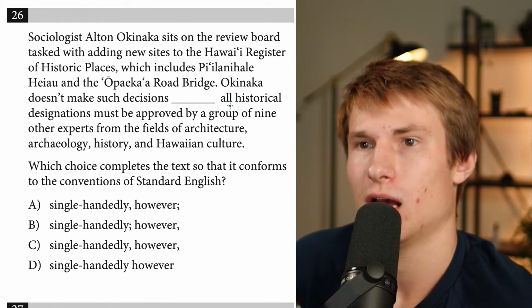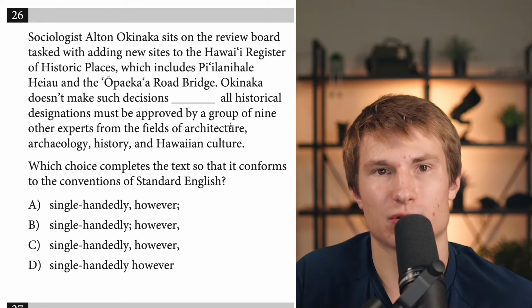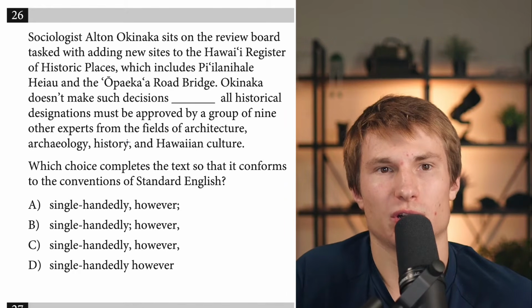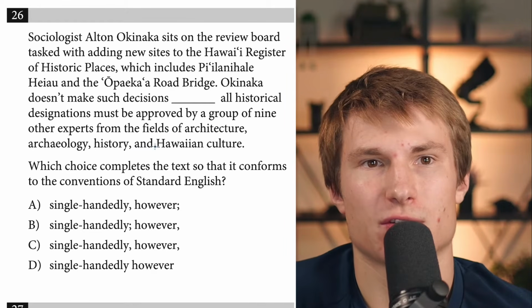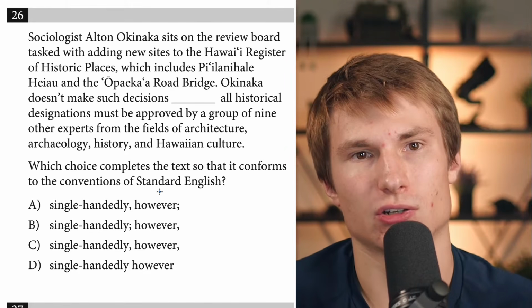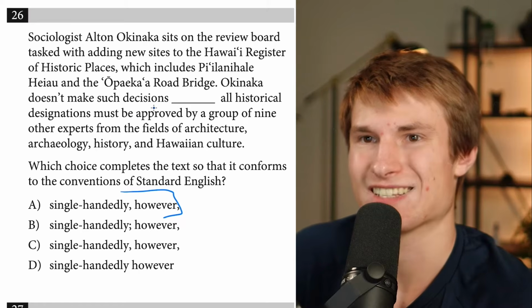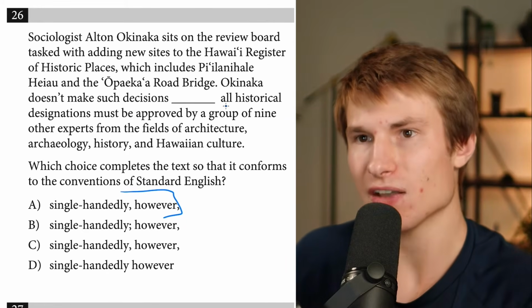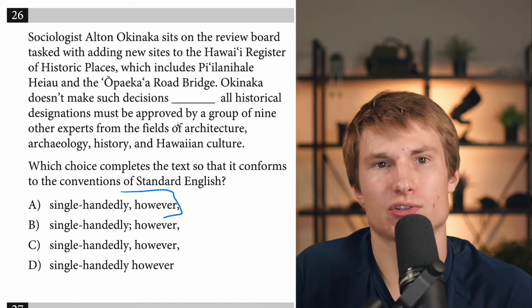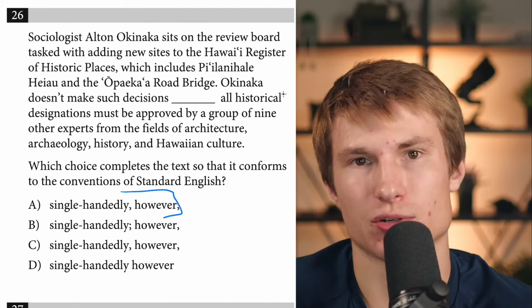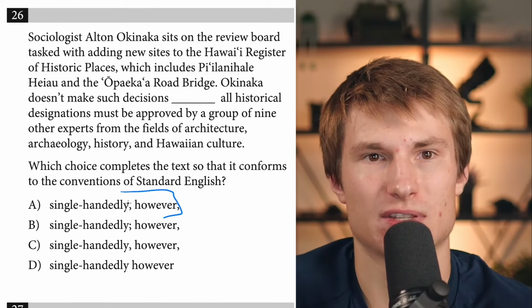And then we have, however, all historical designations must be approved by a group of 9 other experts from the fields of architecture, archaeology, history, and Hawaiian culture. Okay, so this, however, needs to be part of single-handedly, right? He doesn't make such decisions single-handedly, however. And then after that, we would have all historical decisions must be approved by the group. Okay, so we need, however, to stay with single-handedly.